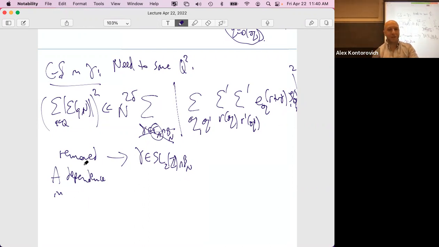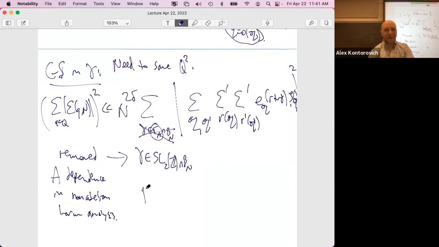Those are unconditional. So we remove the A dependence in the non-Abelian harmonic analysis. You did add a lot of terms, right? I added a lot of terms. Yes. And by the way, what's the size of the diagonal? So we certainly will not get any cancellation if R is equal to R prime and Q is equal to Q prime.